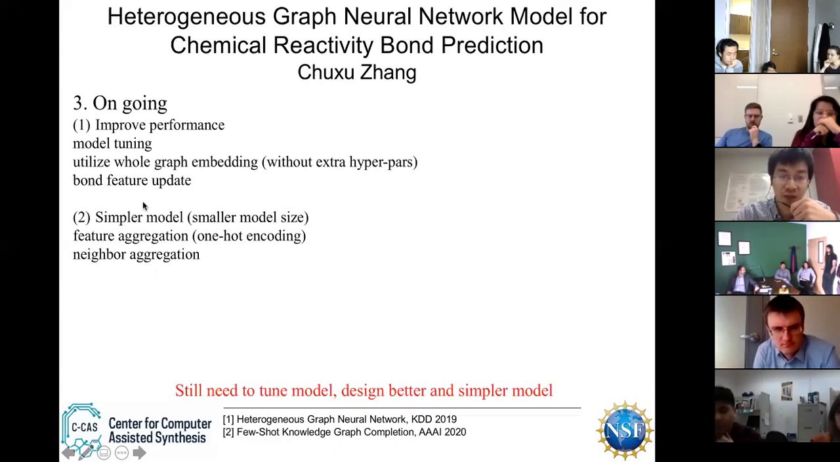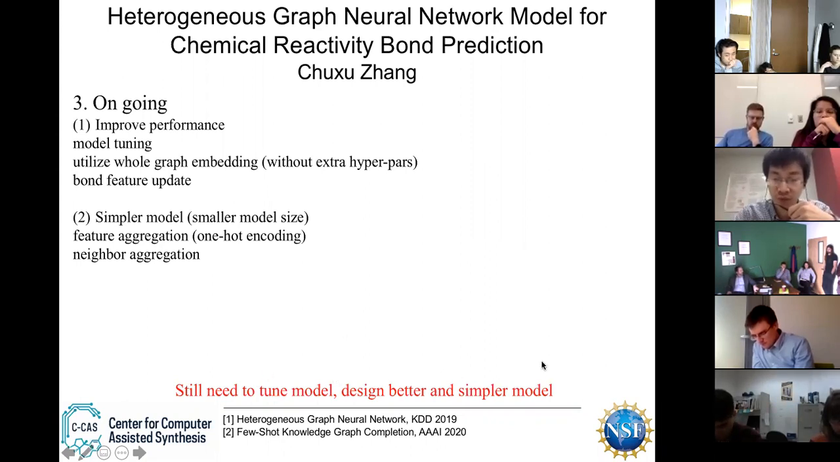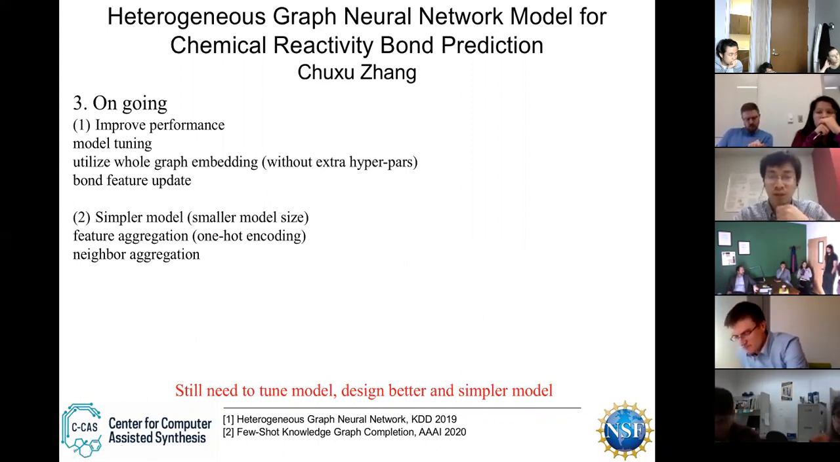And also, another thing I want to do is develop a simpler model, which means a model with a smaller size of model parameters. Like for feature aggregation, can we develop a simpler feature aggregation? Or neighbor aggregation, can we develop a simpler neighbor aggregation? So this work is still ongoing. We still need to tune the model and design a better and simpler model. I hope by the March meeting we can get some better results. So I think that is my presentation today.